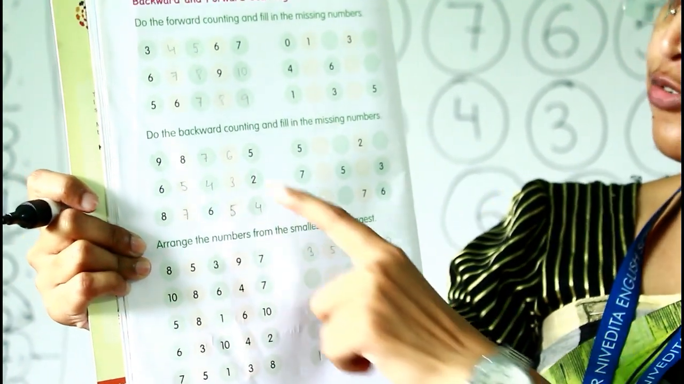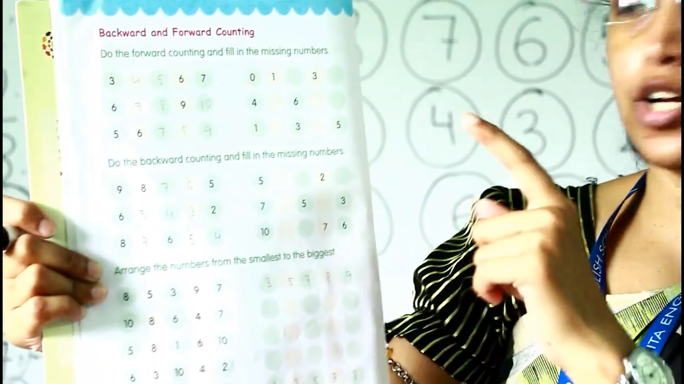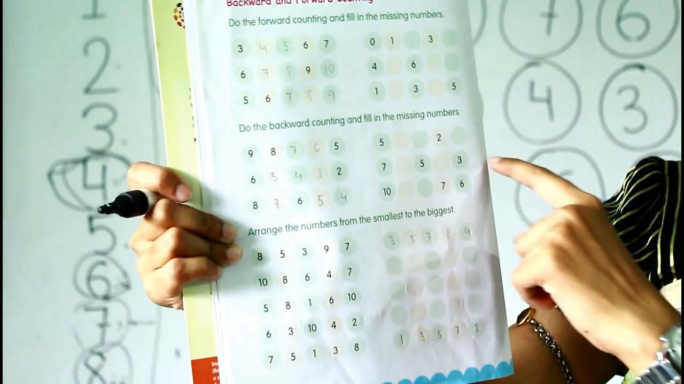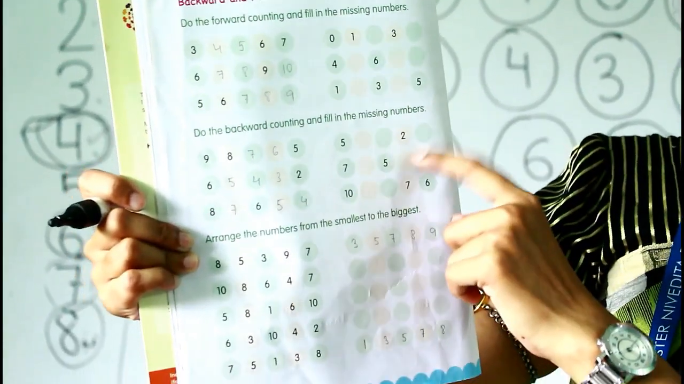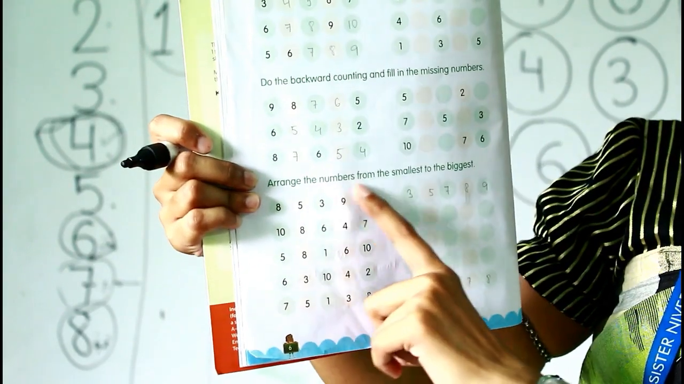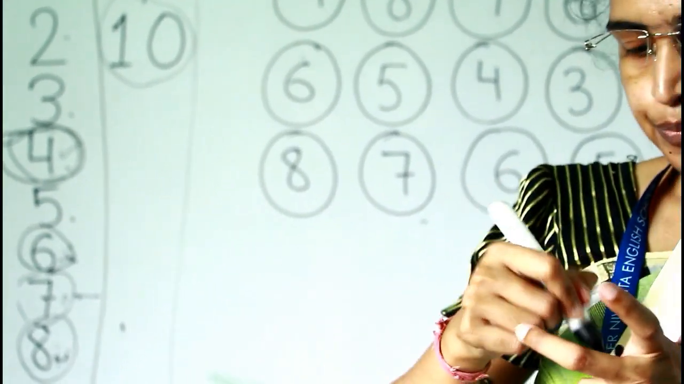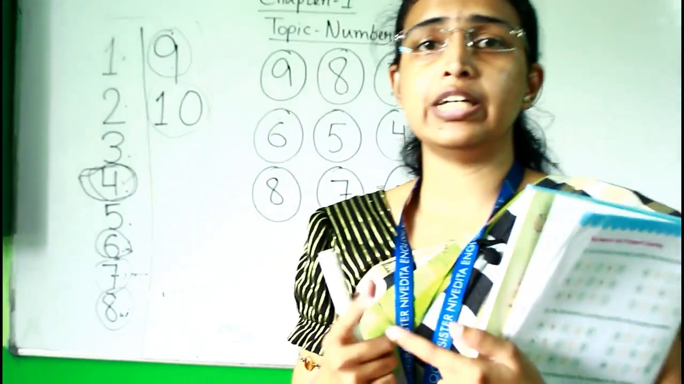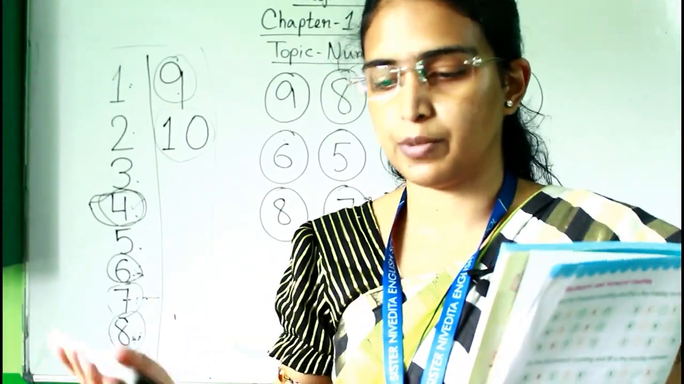Okay, now look here, we have already done this. Now your homework is this part. You have to do this one in your book, okay? This is your homework. Now we will do this one. What is the question? Arrange the numbers from the smallest to the biggest. But before that, first we will discuss about the smallest and the biggest. What is smallest and what is biggest, okay?